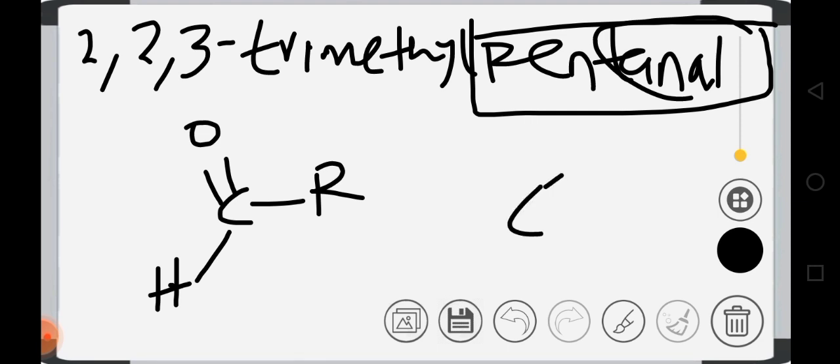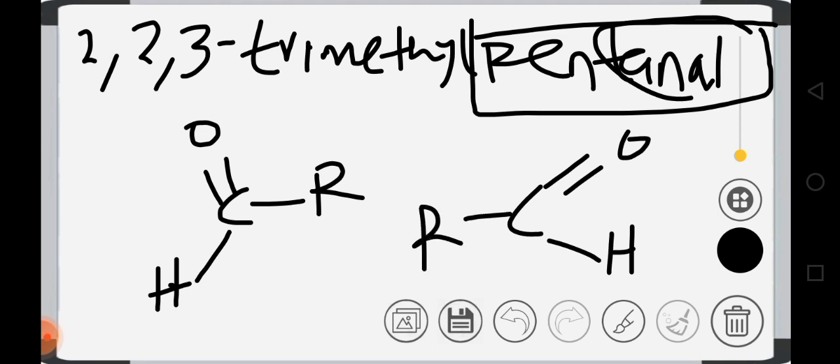Or you can also do it like this. O here, hydrogen here, and this one will have R. You can also do it this way. Okay, let me just use this.